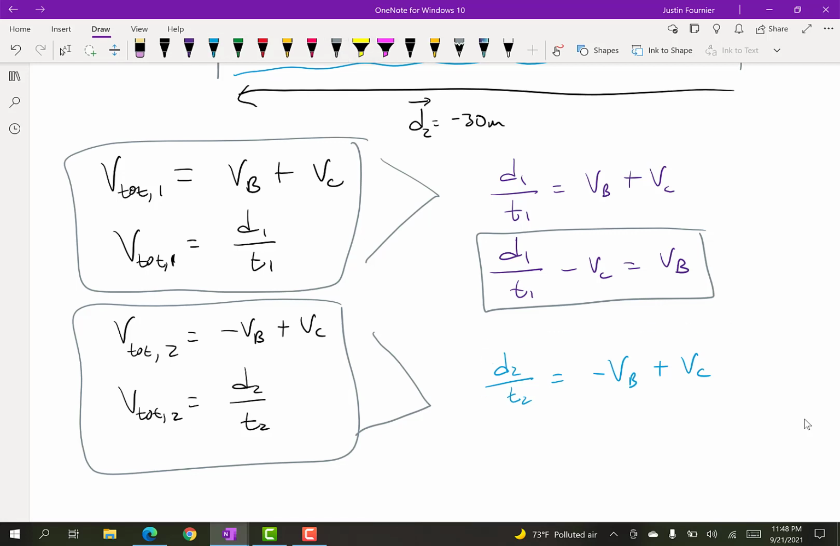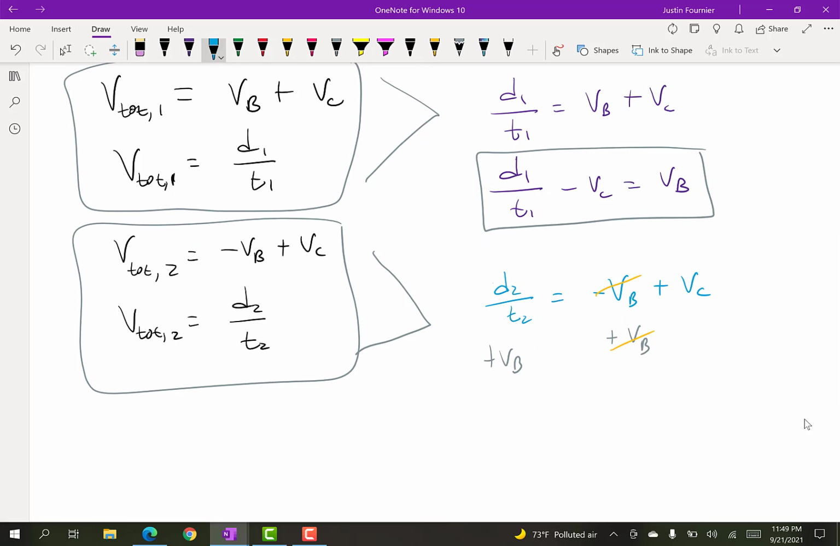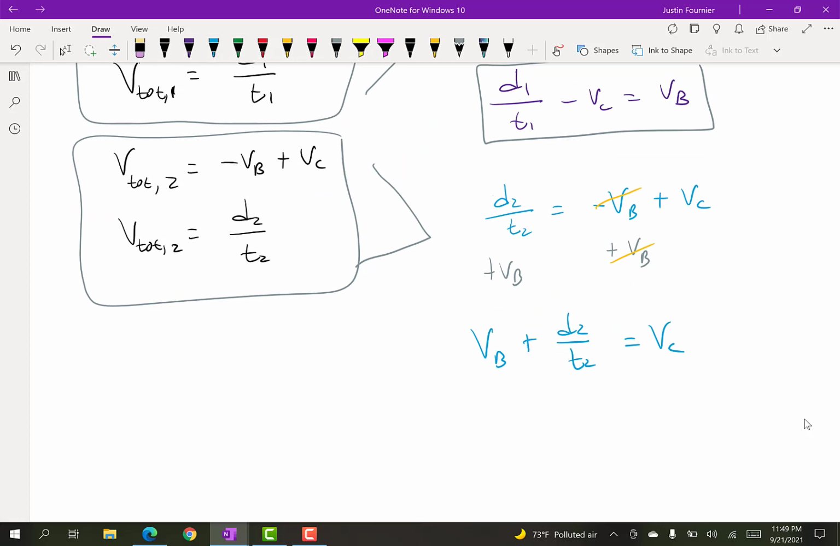There we go, we got that. Oh, sorry. So now I'm going to do the same thing here. I'm going to isolate VB. In isolating VB, I can add VB to both sides. So that'll cancel here, and then I got VB plus D2 over T2 equals VC. Subtract both sides by D2 over T2, and that'll give me VB is VC minus D2 over T2. I think I got that.